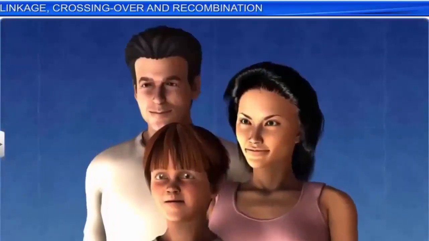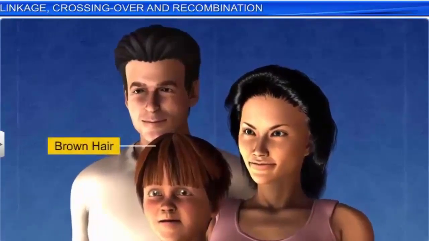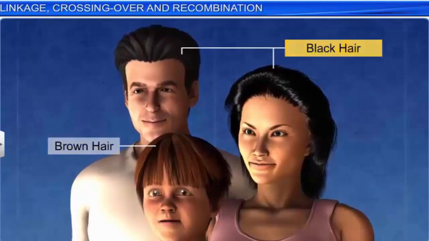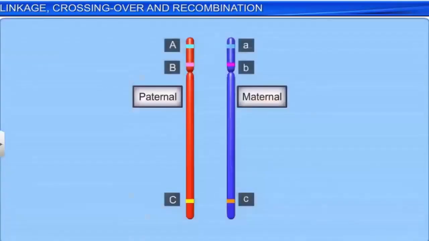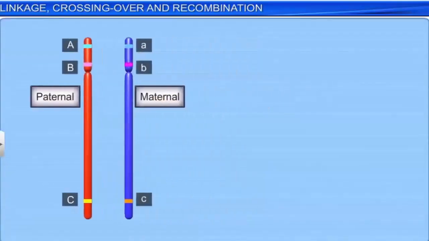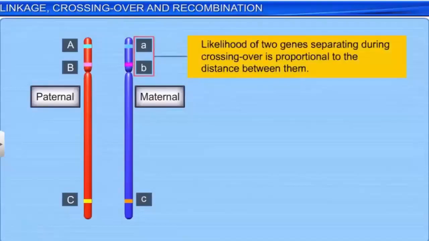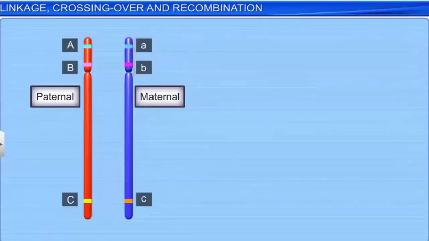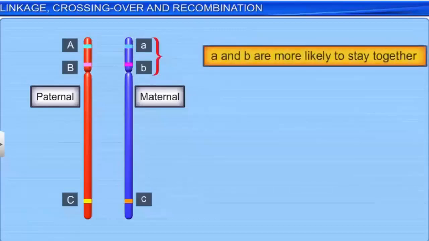Crossing over leads to recombination or the creation of different combinations of alleles that do not exist in either parents, and hence it is one of the most important events that lead to variations in offspring. Another fact discovered by Morgan and his colleagues was that the likelihood of 2 genes separating during crossing over was proportional to the distance between them. In other words, the closer the genes, the more likely that they will stay together, and the further they are, the more likely that they will separate.